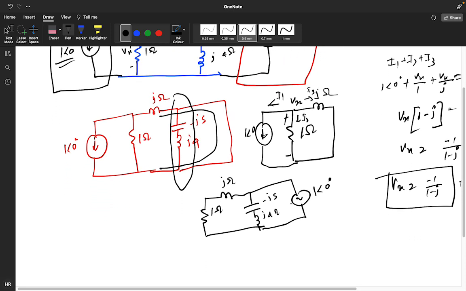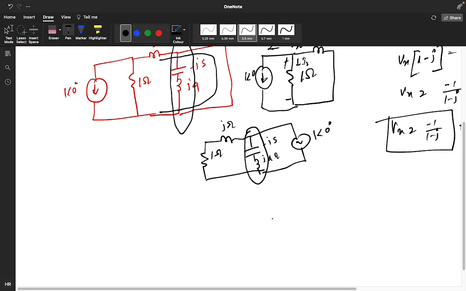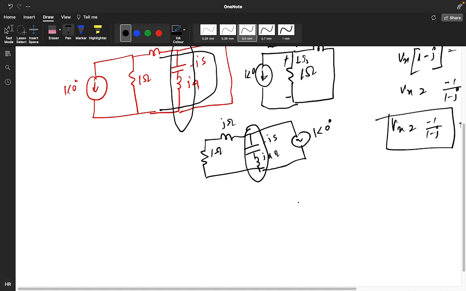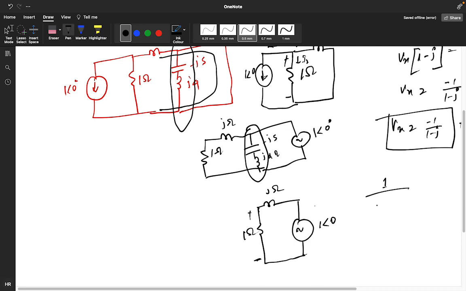Now guys, see, it's very simple. You can ignore this part, because this is parallel to this, so you can write simply like this: 1 at an angle 0, this is j ohm, this is your 1 ohm. Because it's parallel and no resistance is here, we can make it like this. Now you need to find the current in this particular branch. How much will you get? 1 divided by 1 plus j. In this way you are finding the current.